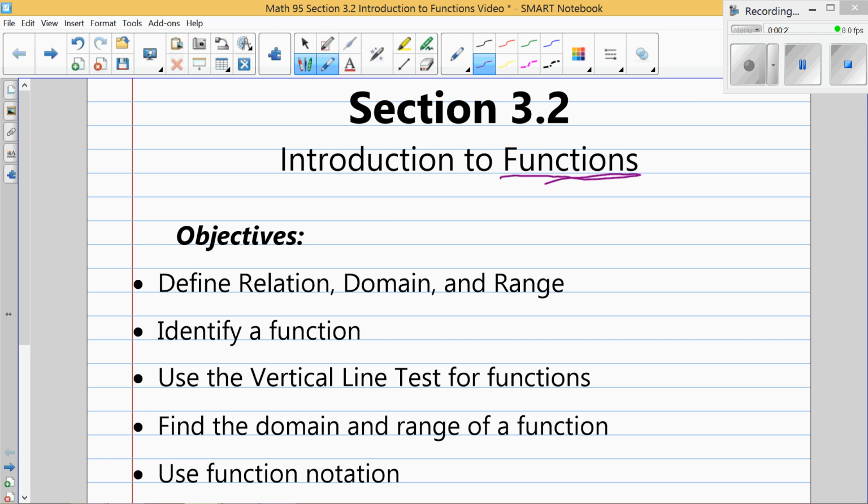We need to understand what a relation is. We want to understand domain and range. We want to get a good solid foundation on the word function. And then with that word function, we want to learn how to use the vertical line test, find the domain and range of a function, and then use what we call function notation. Quite a large order, so let's jump right on in.